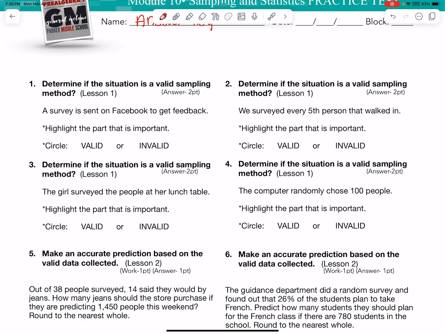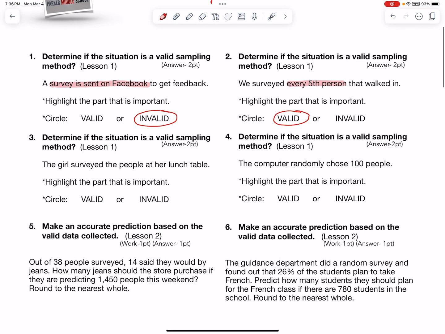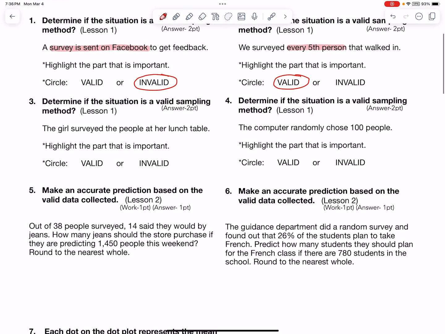Notice that it says in the directions you must highlight the part that is important. So a survey is sent on Facebook. This is the part that makes this one invalid. You can't send a survey and just use the results of people who want to do something. Surveyed every fifth person. This is a valid method of sampling, because it's random. You're not choosing who you're surveying.